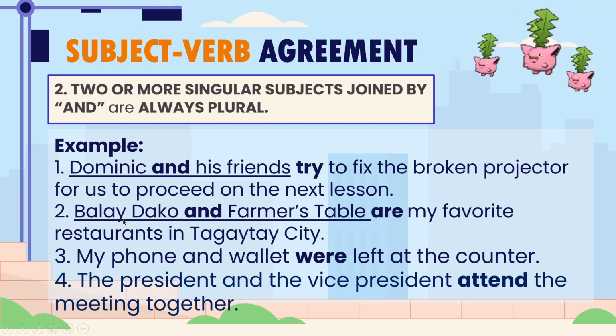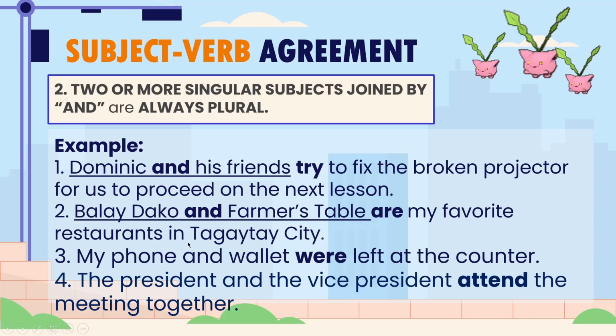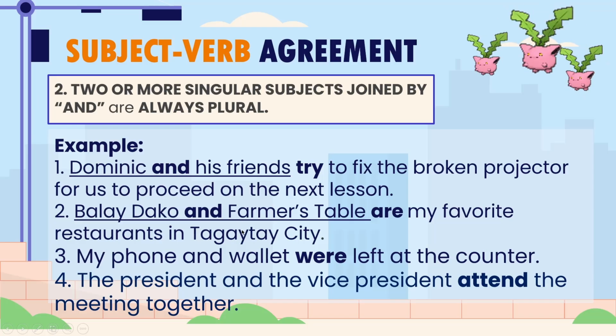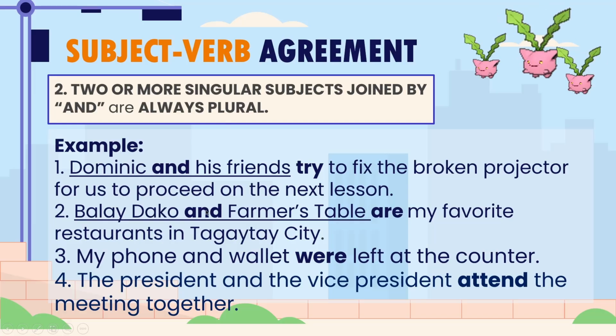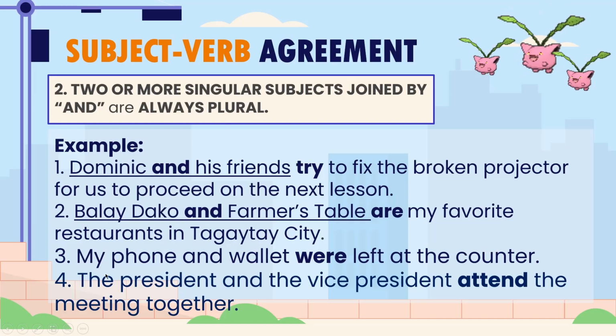Okay, next. Number 2, Balay Dako and Farmer's Table are my favorite restaurants in Tagaytay City. Okay, so again, Balay Dako and Farmer's Table are different from each other. That's why we take it as plural. Okay, so kaya ang gagamitin natin ay plural verb. Again, they are singular subjects. Magkaiba sila. Okay, again, number 3, my phone and wallet were left at the counter. Okay, so my phone and wallet, so magkaiba sila. Then, we will have our verb were.